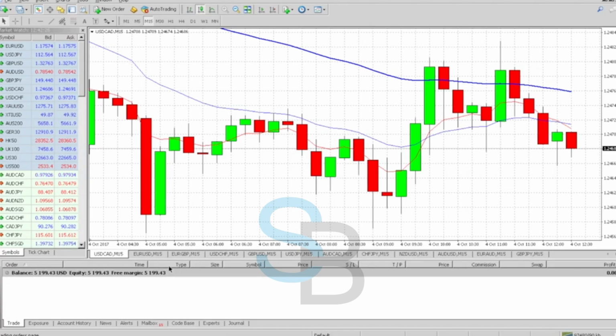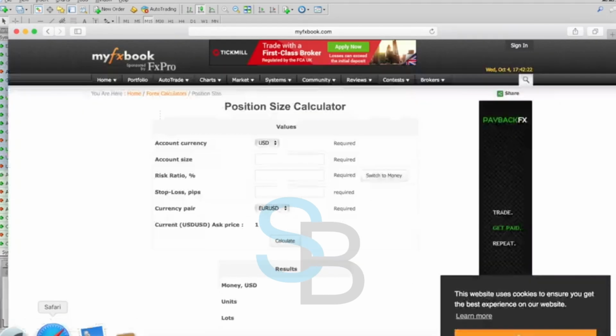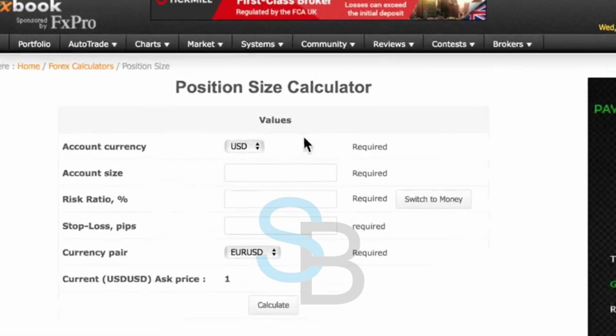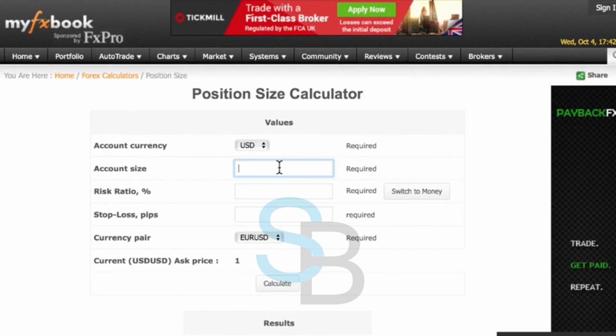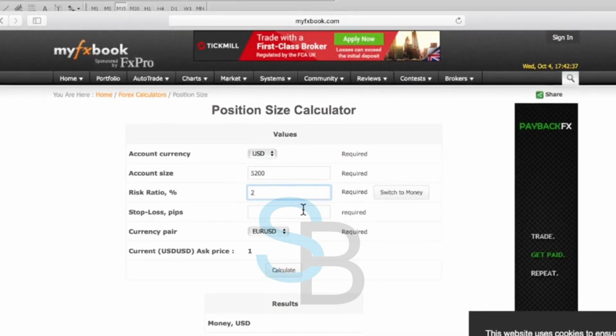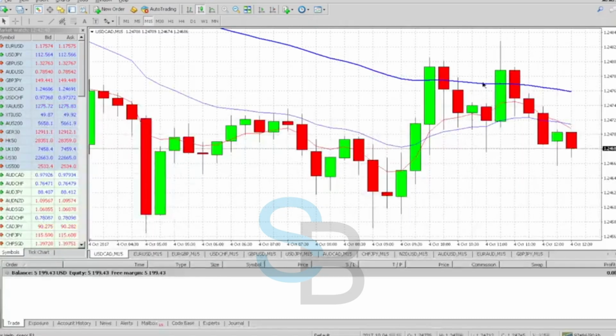So I'm going to go to this position sizing calculator. You can use any calculator on any website. So account size 5002 is about there. I'm going to risk 2% on this trade, and let's check it out.